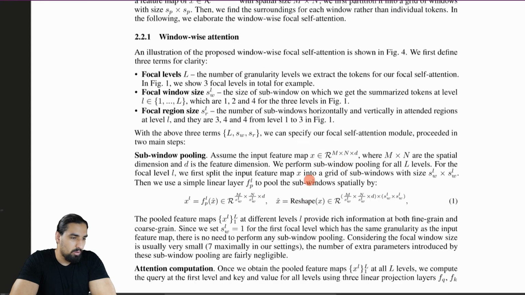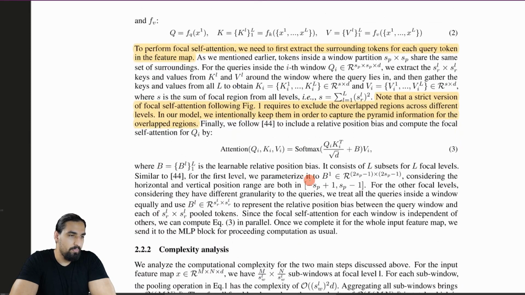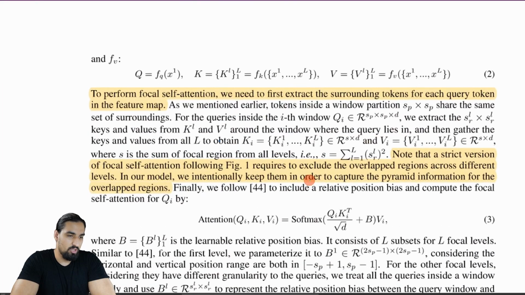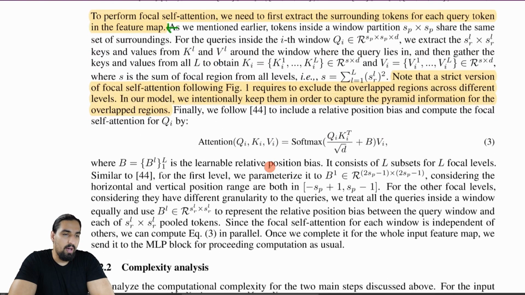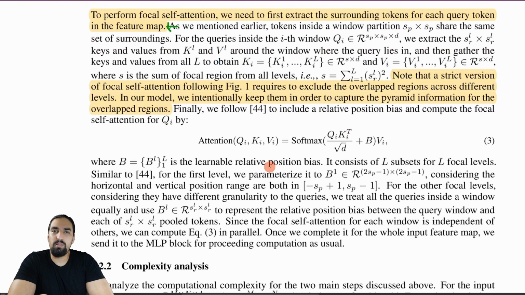Hopefully that was understandable. Let me now jump further and focus on this part here. So they say to perform focal self-attention, we need to first extract the surrounding tokens for each query token in the feature map. So that's the thing I just mentioned. That's the motivation behind grouping these query tokens into these windows. And I think the Swin transformer or some of the other previous work showed that this helps, and this paper is just copying that part.